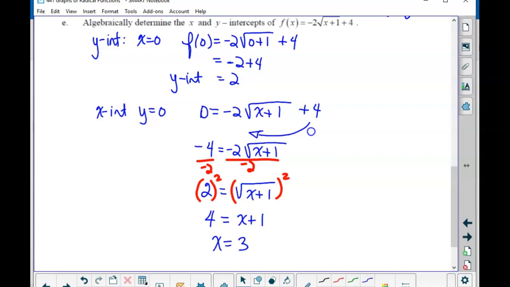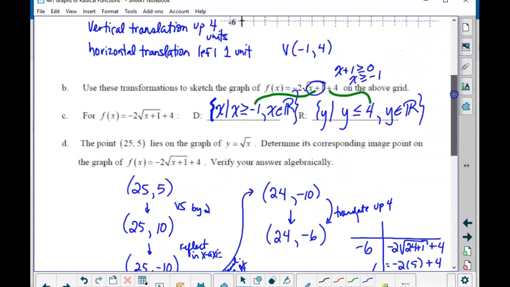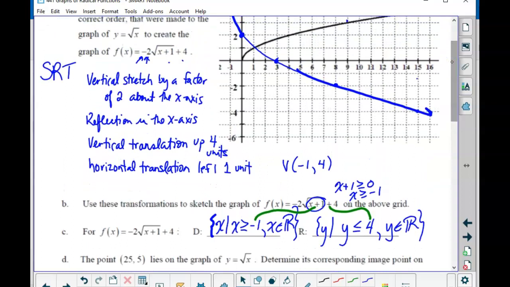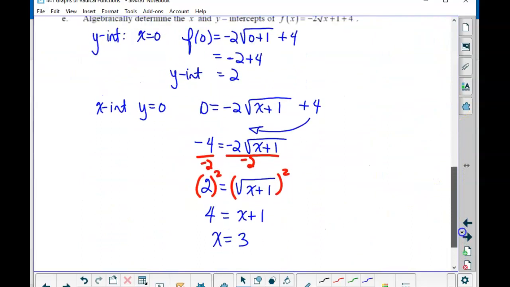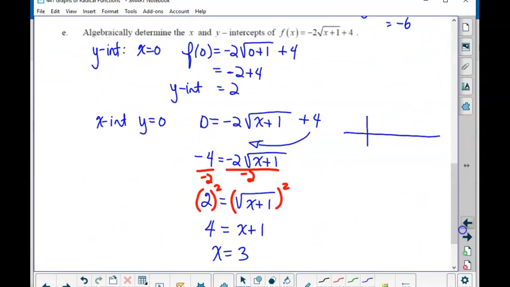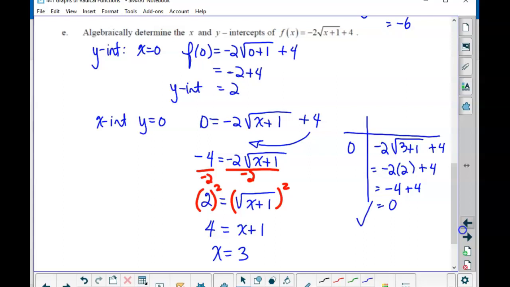Okay. With these, you do want to verify. Sometimes you get extraneous solutions. So we have our graph. So that is a quick way of verifying. That's what we got our x-intercept to be, was 3. So we know it's correct. Algebraically, to verify, we just put it back into our equation here. So we would have 0 here, negative 2, 3 plus 1 plus 4. Okay, so we know it works.